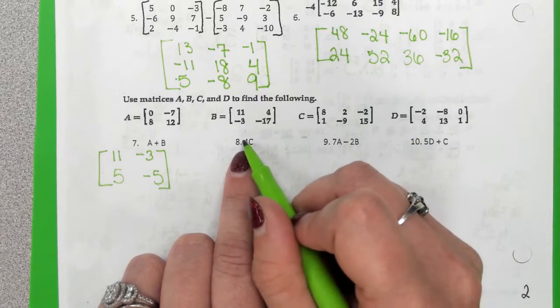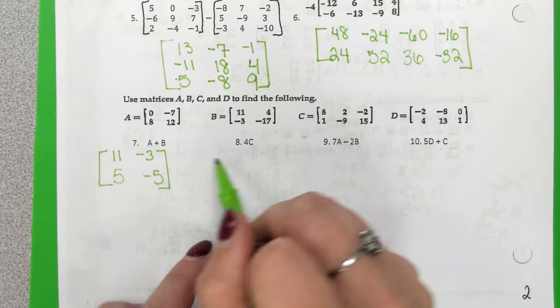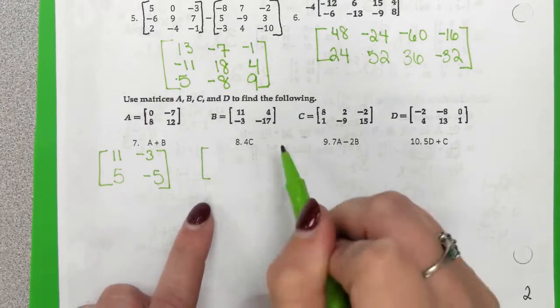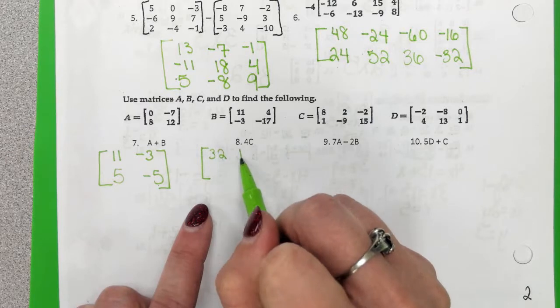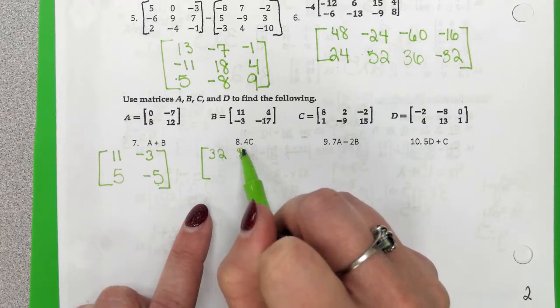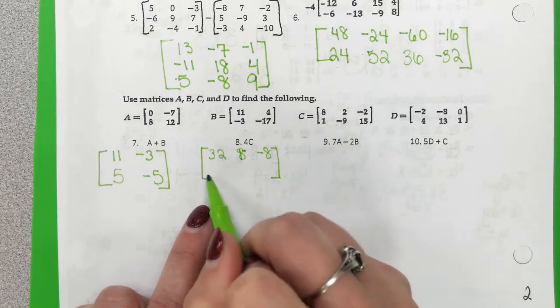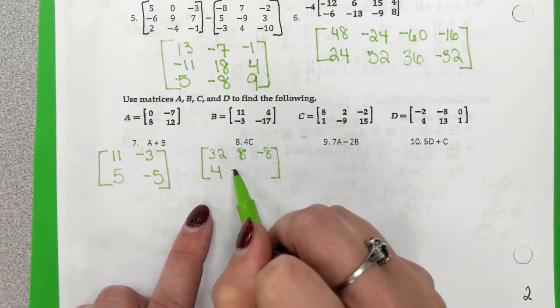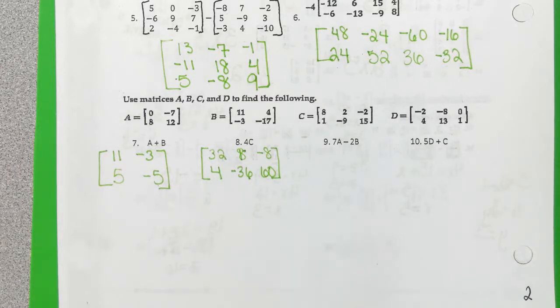All right, number 8. All it says to do is what? 4 times C. Here we go. So multiply C by 4. What do we get? 32. 8. Negative 8. What about the bottom row? And 60. Perfect. Y'all okay?